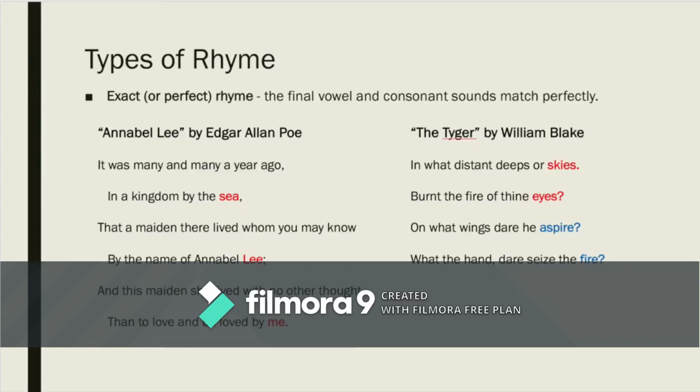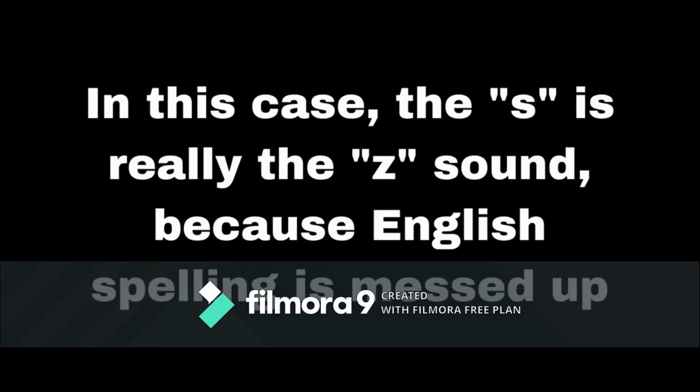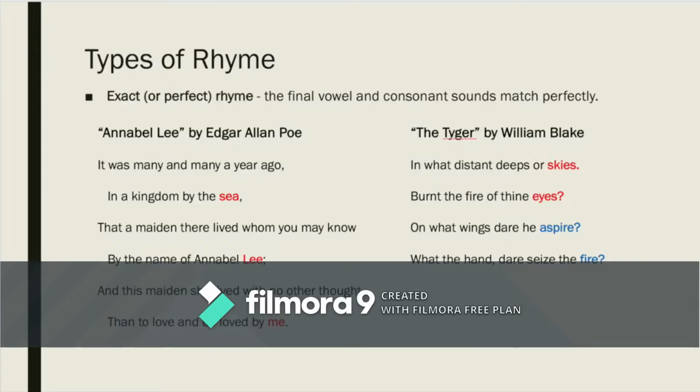Then in The Tiger by William Blake, in what distant deeps or skies burnt the fire of thine eyes? On what wings dare he aspire? What the hand dare seize the fire? Skies and eyes are exact rhymes, and so are aspire and fire. Skies and eyes share the same vowel sound of I, and both end in S. As you can tell, exact rhymes are pleasing to the ear.